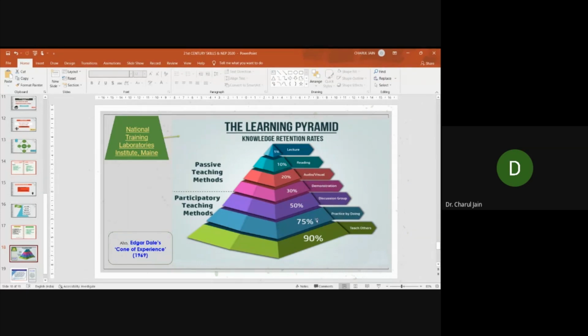But when they practice something, when they do something on their own, 75% learning takes place. So see the change. Lecture makes them learn only 5%. But when they do something on their own, 75% learning takes place. Teaching others is 90%. That I cannot advocate in a classroom because we are ultimately teachers and we are teaching students. But we can make them practice. And if we are able to make them practice, then a lot of learning can take place.